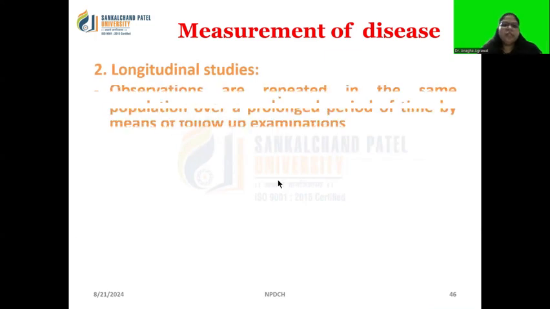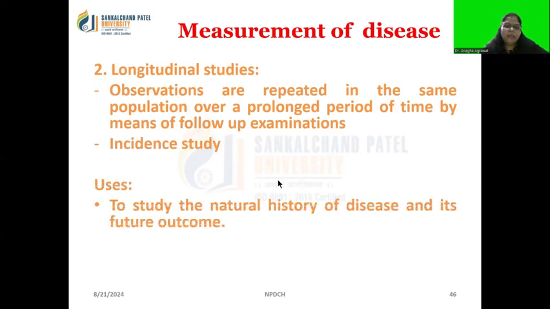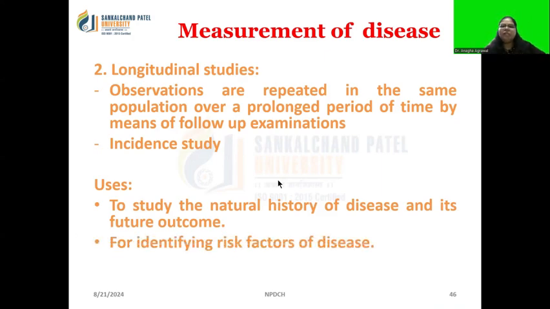Whereas longitudinal studies are where the observations are repeated in the same population over a prolonged period of time by means of follow-up examination. So again and again, once you gather some data, over a period of time you go and see how much is the progress or regress of that particular disease. So you go to the person more than once, so that's why it is known as longitudinal studies. This is done in incidence studies and is used to study the natural history of disease and its future outcome, for identifying risk factors of the disease and for finding out the incidence.